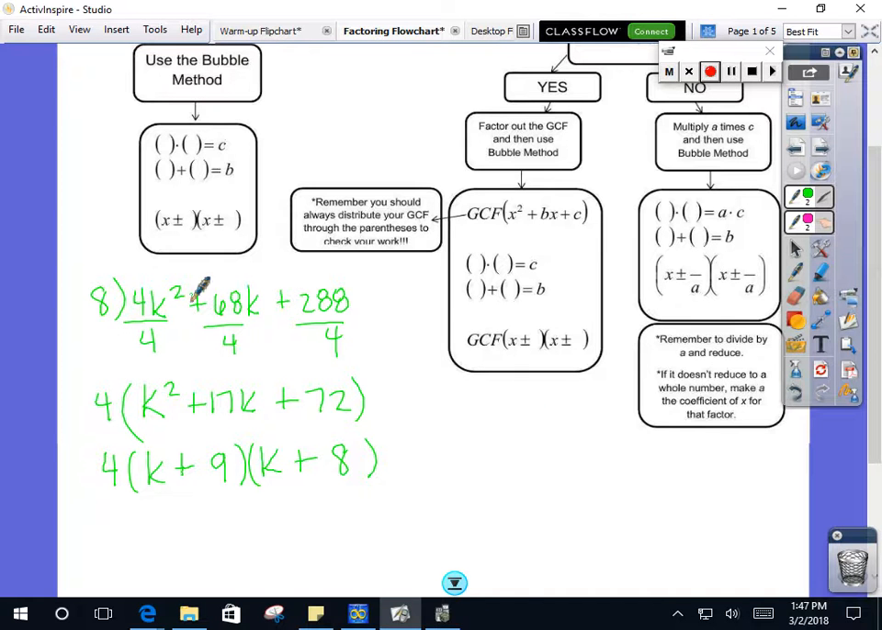If there's a number out front bigger than 1 and you cannot divide it out of all 3, you do the method we learned yesterday where you have to do the a times c and then divide by a, all that. Okay, number 9, binomial or trinomial? Trinomial.